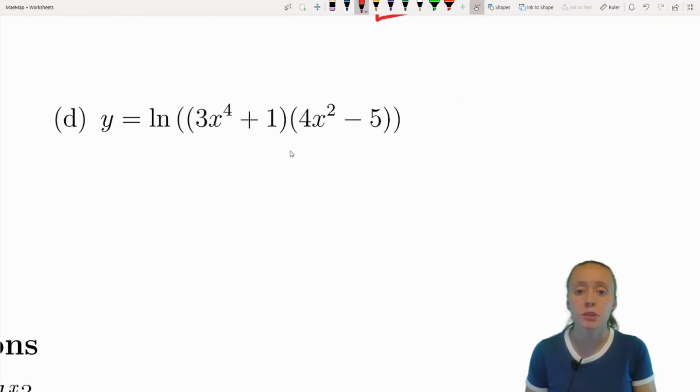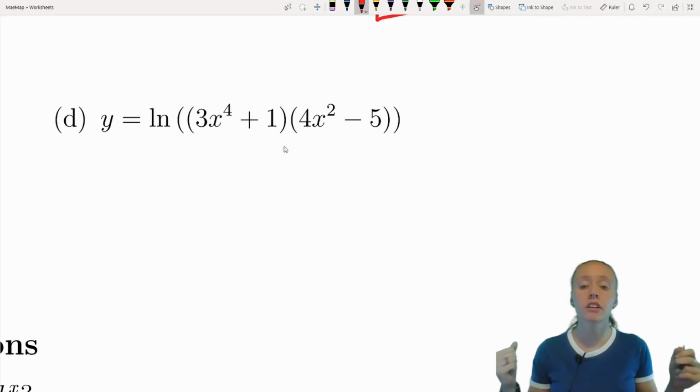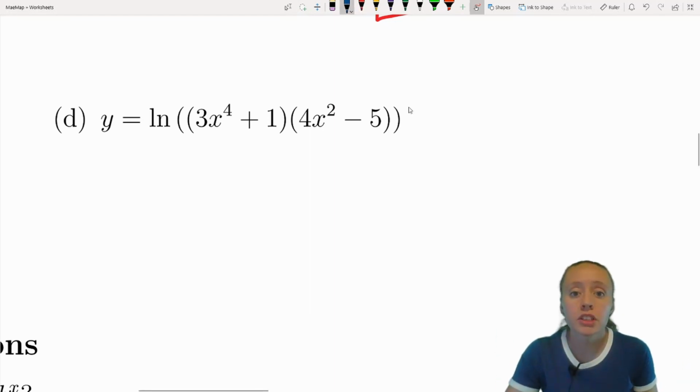Because we have multiplication, we can split up the logarithmic function and take the derivatives, or we can take the derivative using the chain rule. I'm going to do both just for practice. So let's go ahead and start with the chain rule.